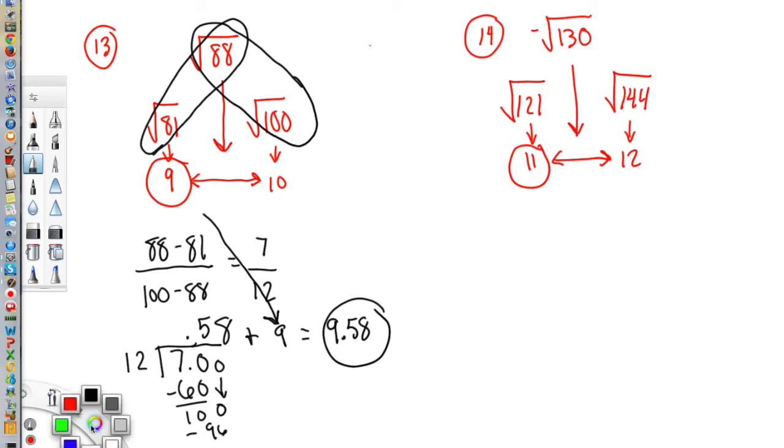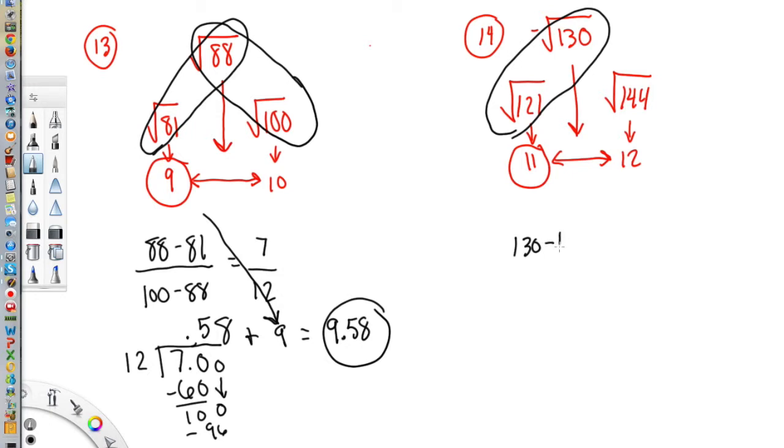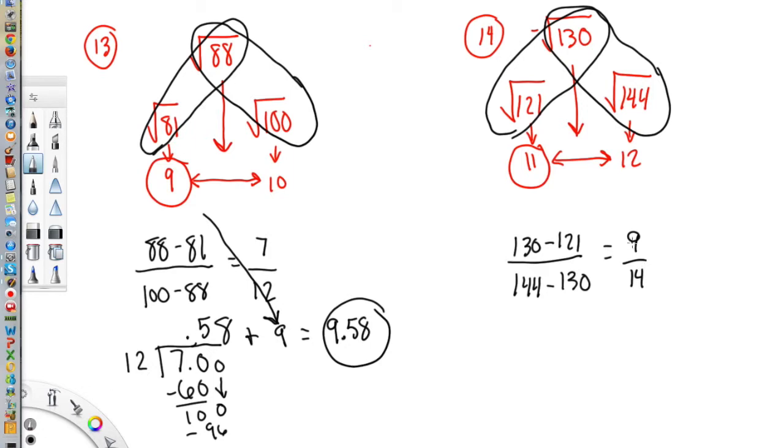So again, we're not estimating to the closest whole, we're estimating to the closest hundredth. So we take 130, subtract 121. After you do this a couple times, it looks pretty cumbersome at first and very confusing, but you've got to practice it. It becomes second nature. And then our denominator we get from taking the difference between these two numbers. So I take 144 and I subtract 130, and I end up getting 9 over 14. And the answer really is 11 and 9/14, but we need to change this to a decimal because we want the hundredths. So I take 9 and divide it by 14.